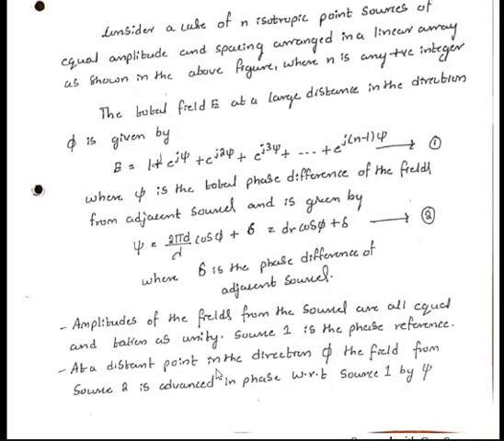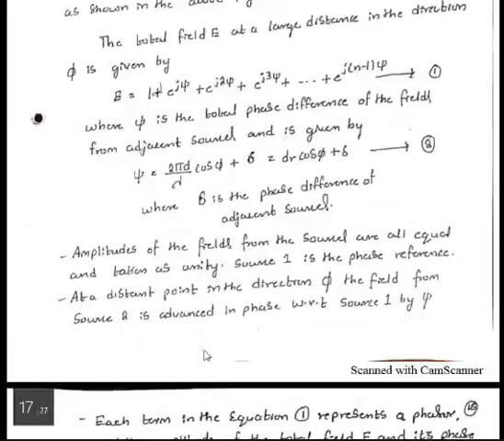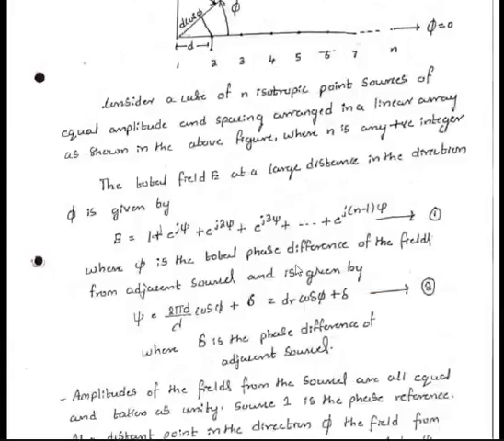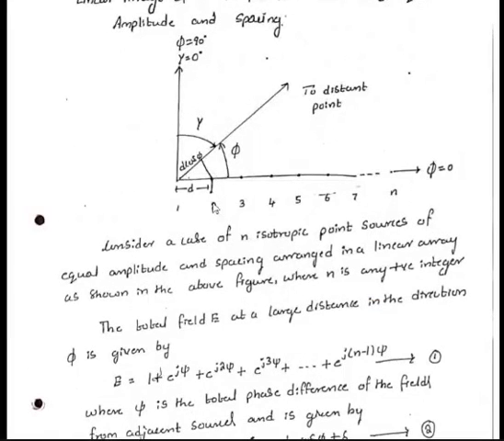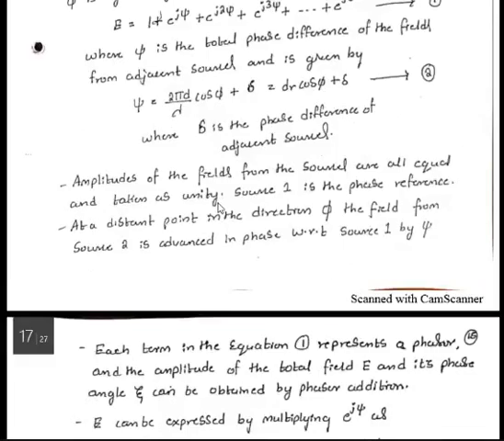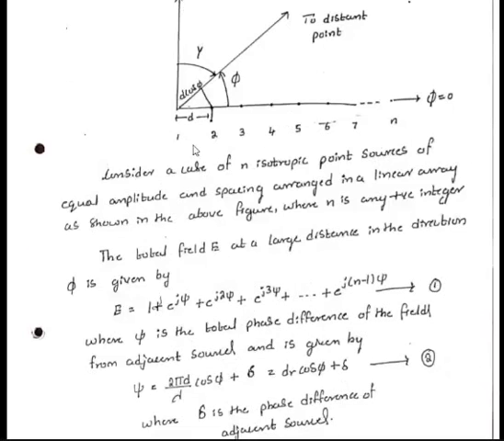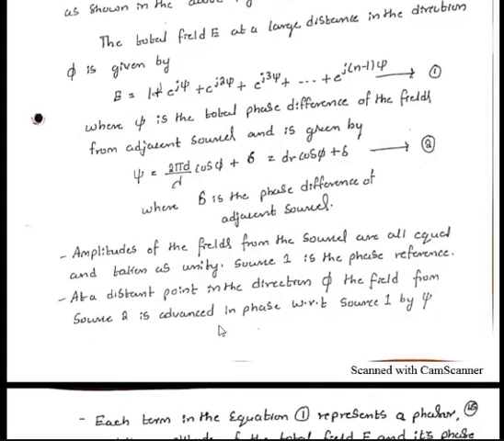At the distant point A in the direction phi, the field from source 2 is always advanced with respect to source 1. Remember, source 2 will have an advanced phase with respect to source 1. Point source 3 will have an advanced phase with respect to point source 2, and so on up to the n-th isotropic point source. These are the two assumptions which we have taken here. The phase reference will be taken from source 1.